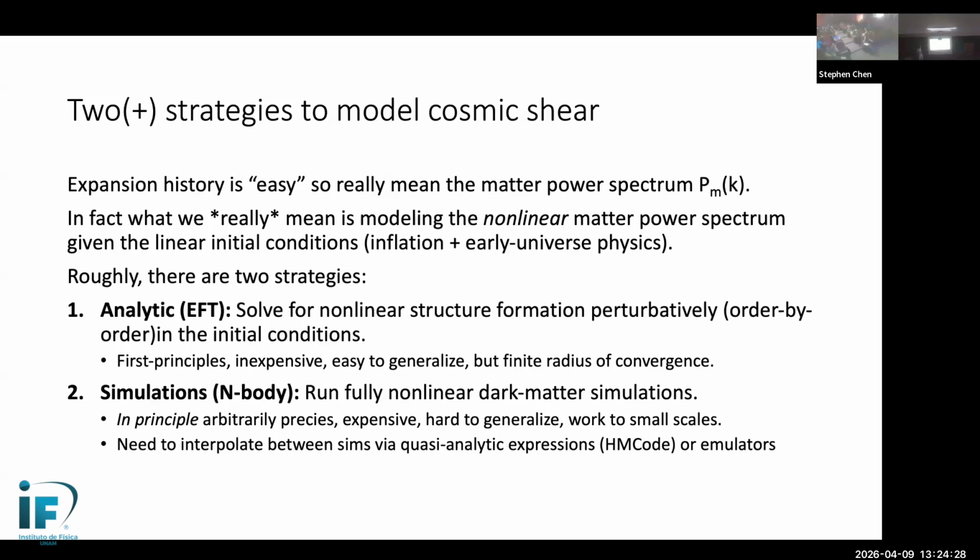What is really difficult is how to come up with the nonlinear clustering of the late universe, where gravitational structure formation is really rather nonlinear, given the linear initial conditions, which we take as an input from inflation and early universe physics. And roughly there are two ways. The first way, which I will focus on in this talk, is the analytic way, or the so-called effective field theory way, where we solve for nonlinear structure formation perturbatively, order by order, in the initial conditions.